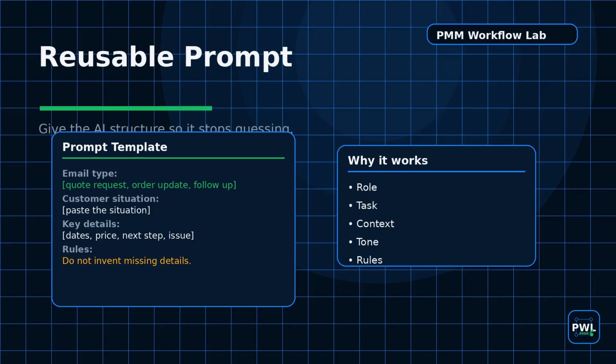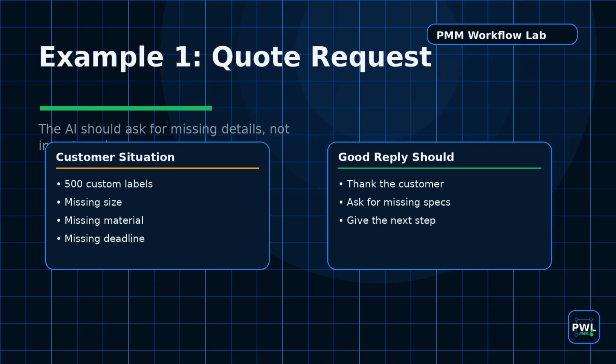Now let's build the reusable prompt. The mistake most people make is typing something vague like "write a professional reply." That gives you a generic answer. Instead, use a prompt that gives the AI a role, a task, the business context, the customer situation, and the tone. Here is the prompt structure.